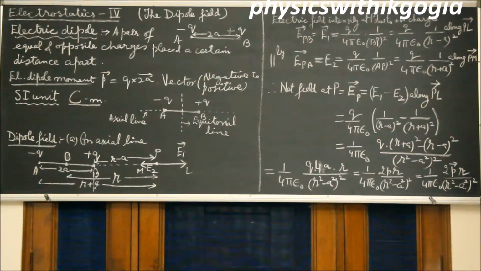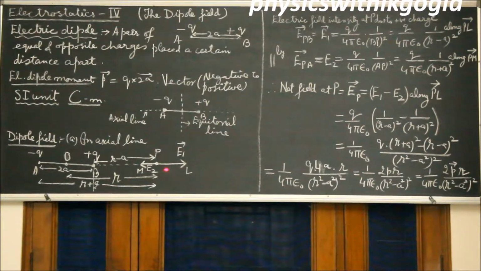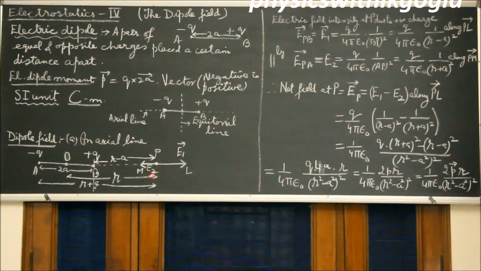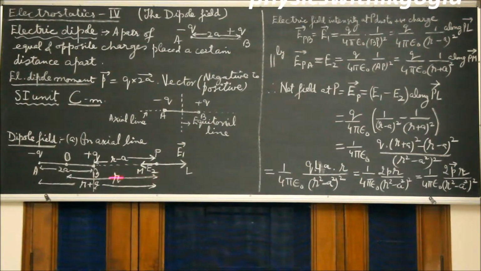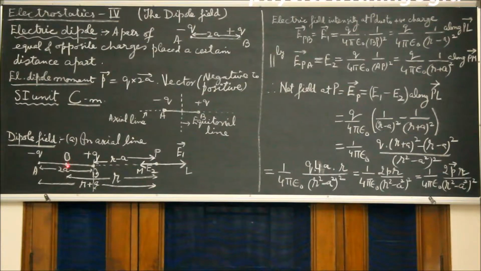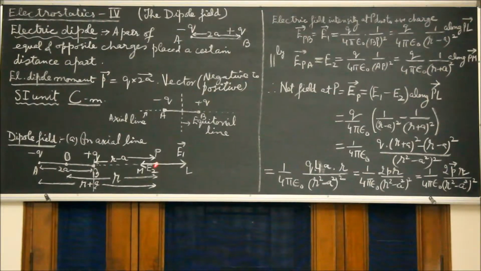Consider a point P at a distance r from the midpoint O of the dipole. We will calculate the field at this point P. Clearly the point P will have an electric field due to the positive charge as well as due to the negative charge. So the net field will be the superposition of the two fields.